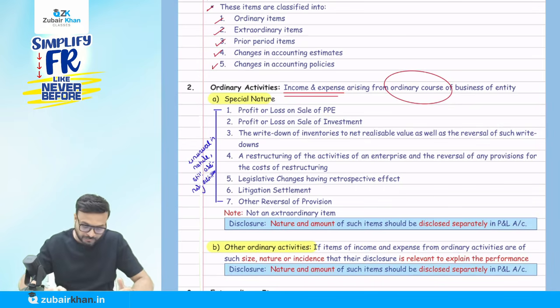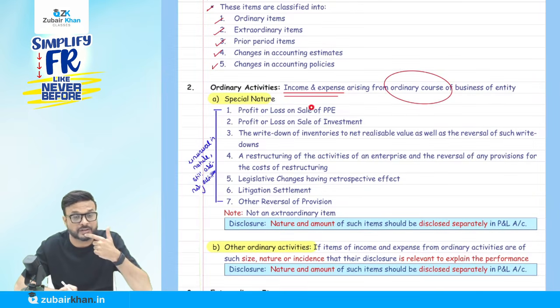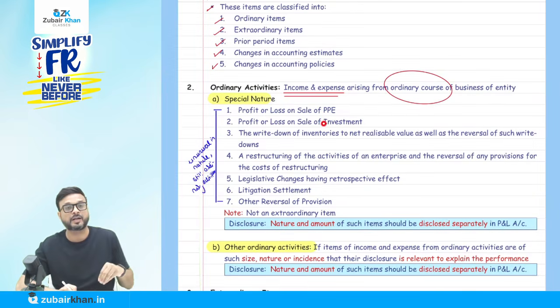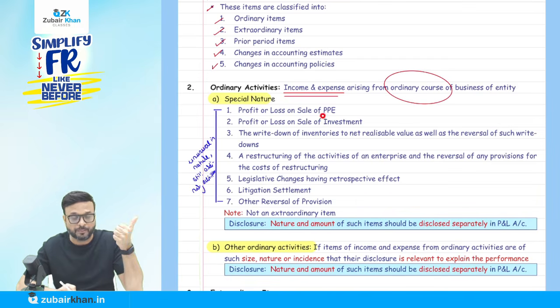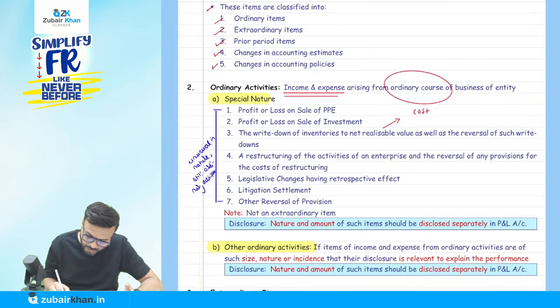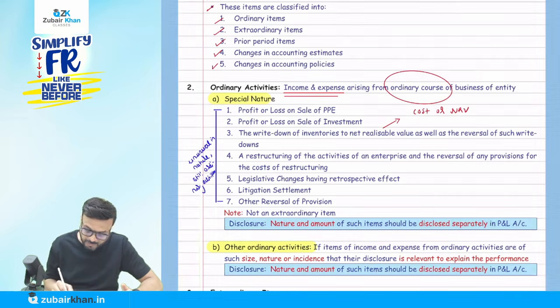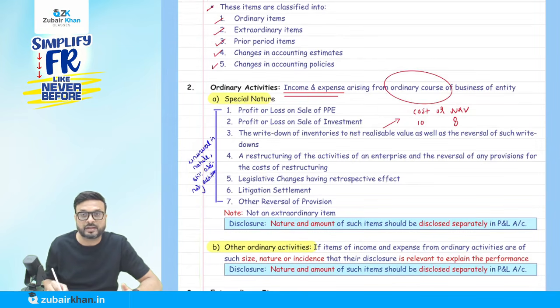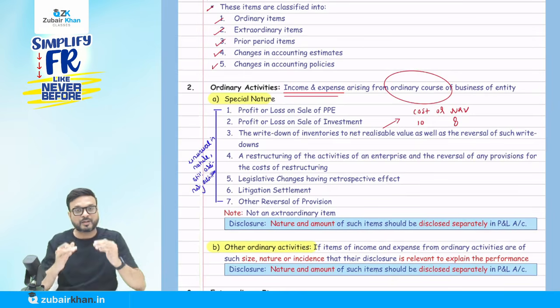Listen carefully. First, it says profit or loss on sale of PPE, that is property, plant and equipment. Then profit or loss on sale of what? Investment. Now, the write-down of inventories to net realizable value, as well as the reversal of such write-down. We have already covered Accounting Standard 2. How do we record? We record cost or NRV, whichever is lower. Suppose my cost is 10 and NRV is 8. I will record at 8. So that is a write-down.